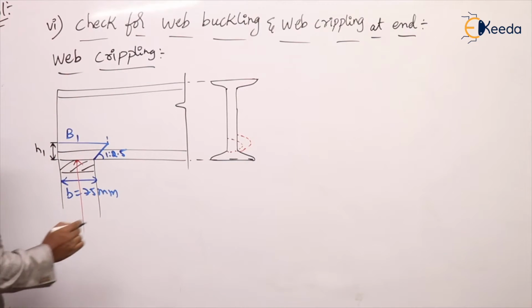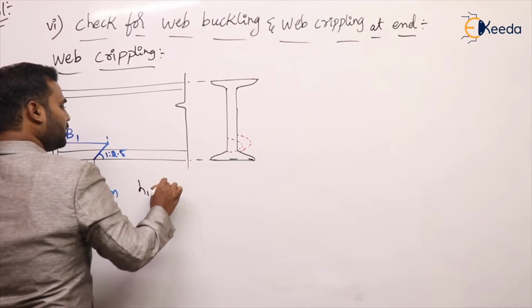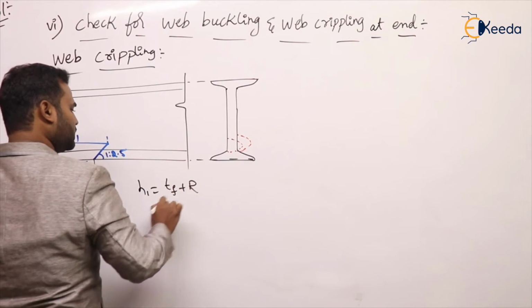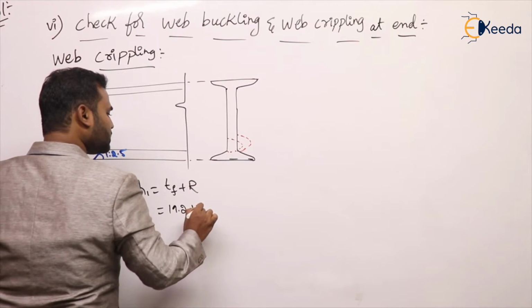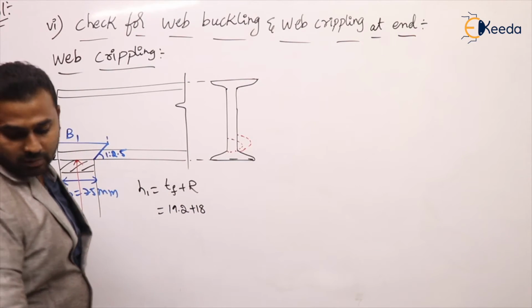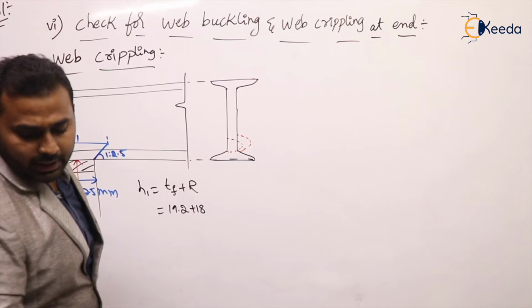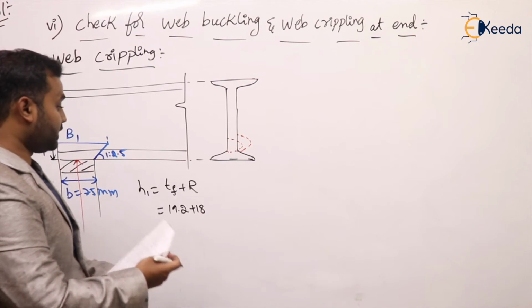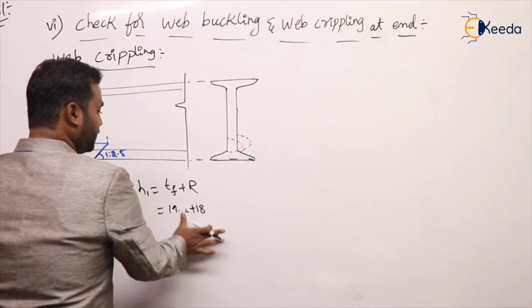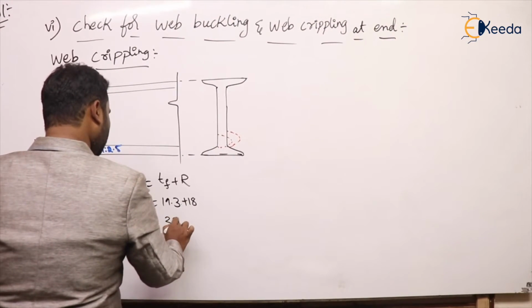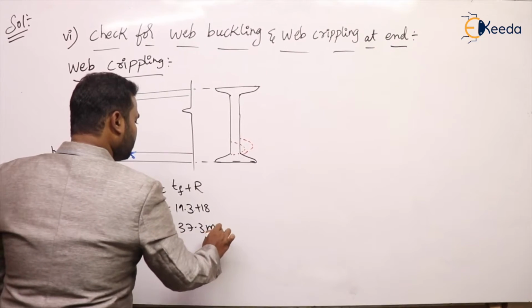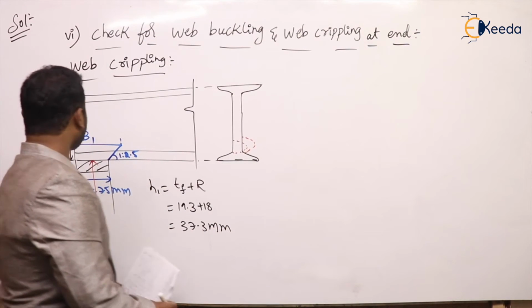Now what is H1? H1 is nothing but thickness of flange plus root radius. Thickness of flange is 19.3, and root radius is 18. So finally it comes out to be 37.3 mm. Now coming to this B1.